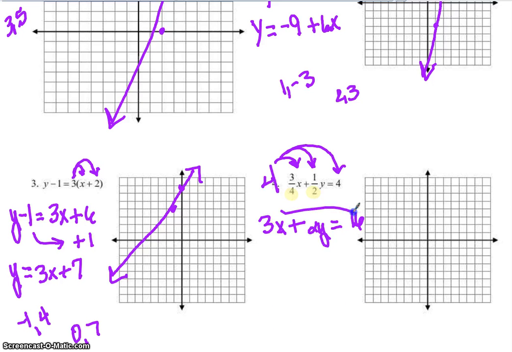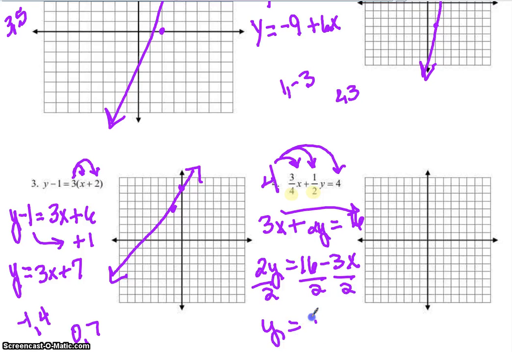So I got to move that 3x to the other side. And it leaves me with 2y. It's equal to 16 minus 3x. Everything needs to be divided by 2 because I've got to have y all by itself. So y is equal to 8 minus 3 halves x.